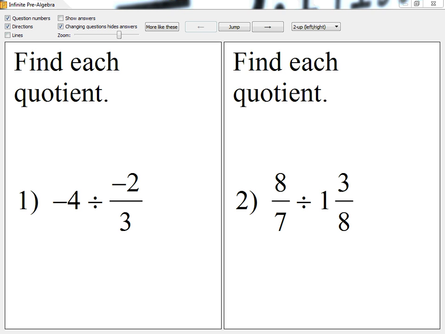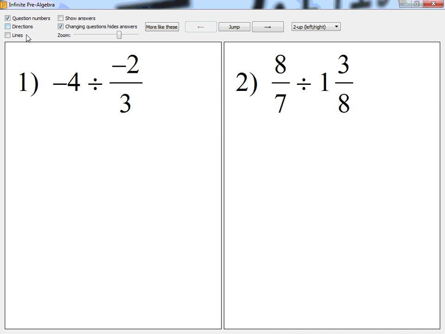Alright, so yesterday we were looking at multiplication. Right now we're going to be dealing with division. To find each quotient, we're dealing with fractions. So if one of the numbers is not a fraction, make it a fraction. I'm making number one, the first number, a fraction.